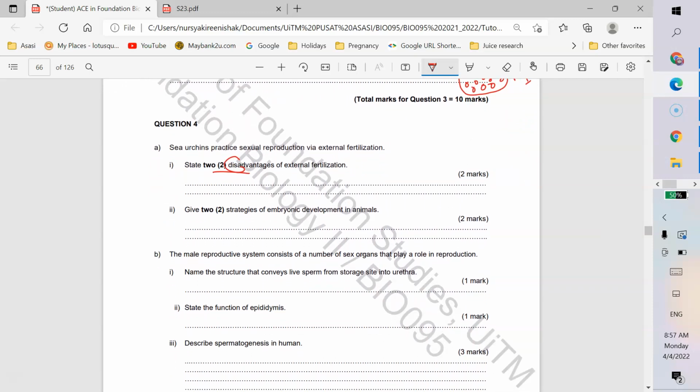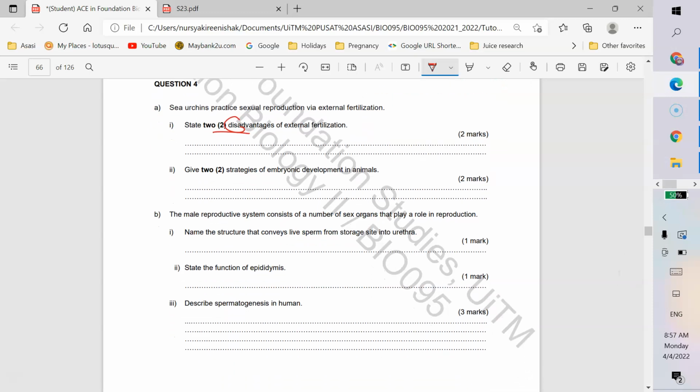Okay, disadvantage of external fertilization, low chances of fertilization. So that's why the eggs and the sperm has to be released in large quantities. Okay, so sperm may not find eggs. It is exposed to predators, parasites, and also contamination by microbes or pollution. And also another point that you can include in your answer is changes in temperature or oxygen in water that may cause death. Okay, so thank you Yasmin.